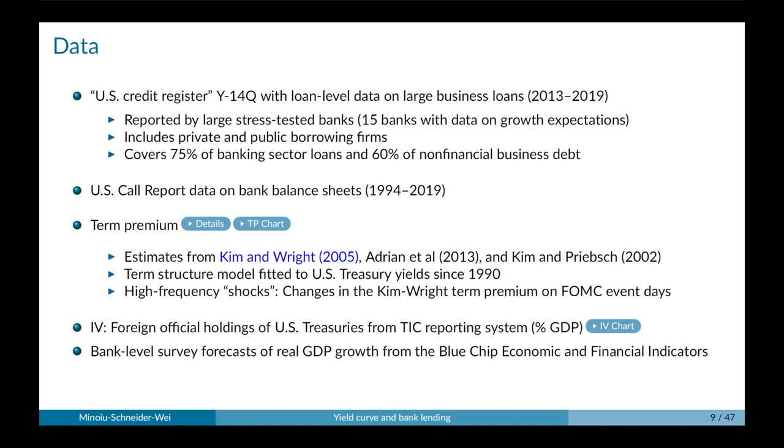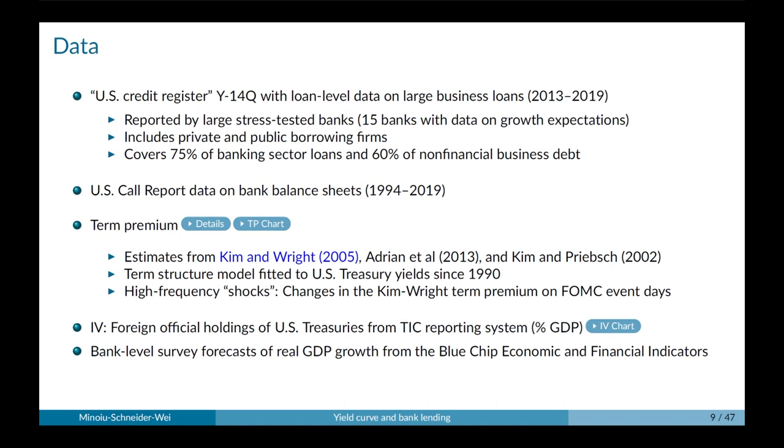These are loan level or bank firm level loan exposures that we observe on quarterly snapshots since 2013 until today. They are reported by the large stress-tested banks, and so we only look at the 15 banks for which we have data on growth expectations from the Blue Chip surveys, because it's so critical to control for those expectations. An advantage of the data is that it includes a lot of privately held firms. Altogether, the firms account for 60% of non-financial business. There are a lot of bank-dependent firms in there.